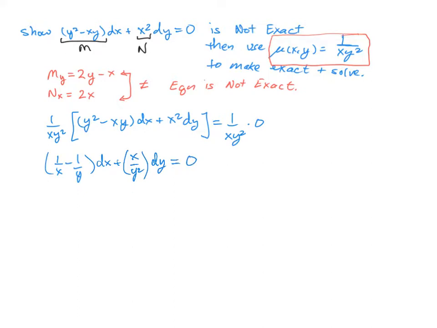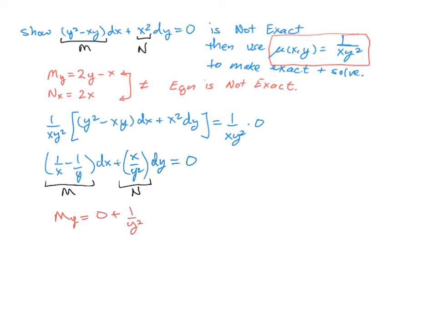So now we have a brand new capital M. And we have a brand new capital N. And we want to check for exactness this time around. So once again, we take M sub y. This time around, M sub y is going to have 0 for the first term. And then it's going to be plus 1 over y squared for the second term. That's using the power rule.